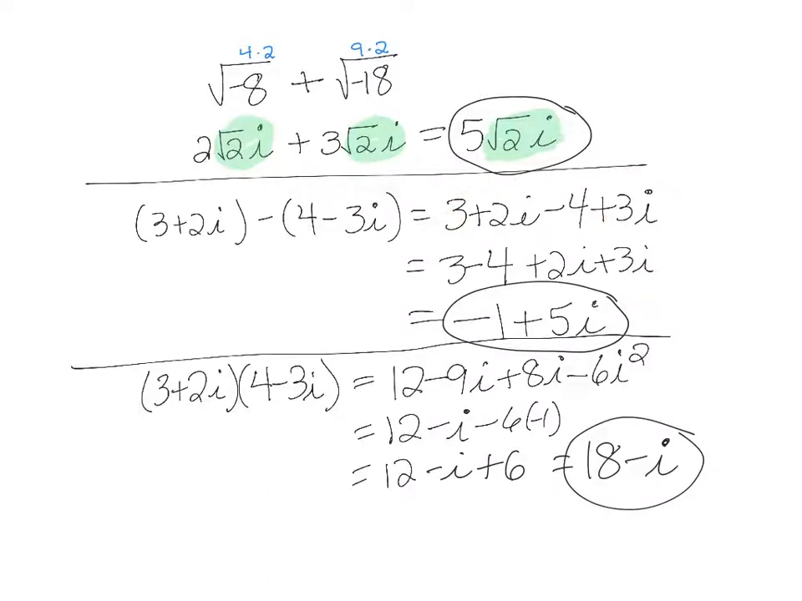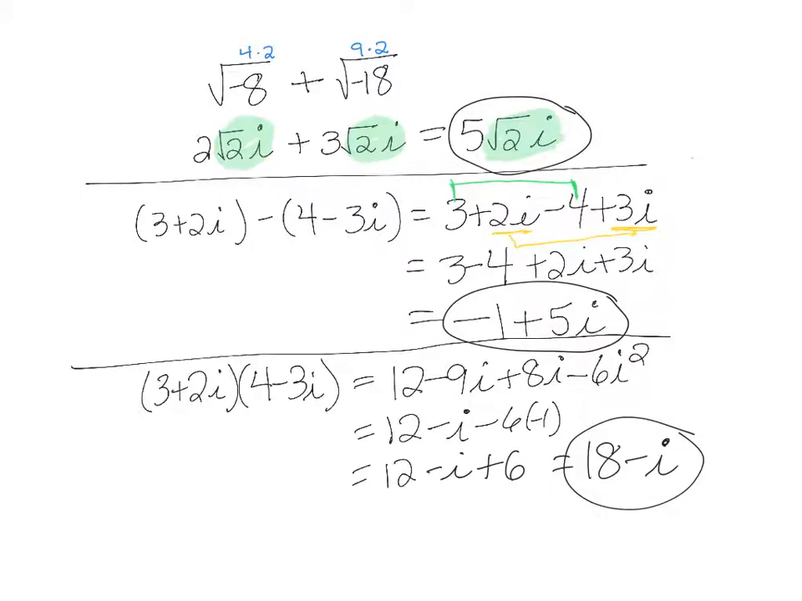Now, the 3 and the 4 are like terms. So we're going to, hold the phone, we're going to add the 3 and the negative 4, and then we're going to add the 2i to the 3i. That's combining like terms. So now we end up with the 3 minus the 4 is -1. 2i's plus 3i's gives me 5i's. And there's your final answer.